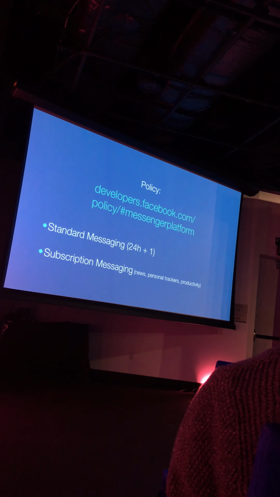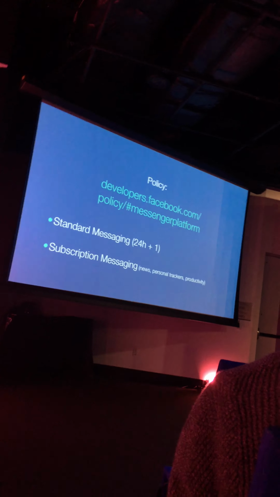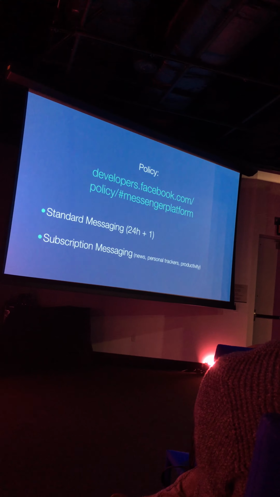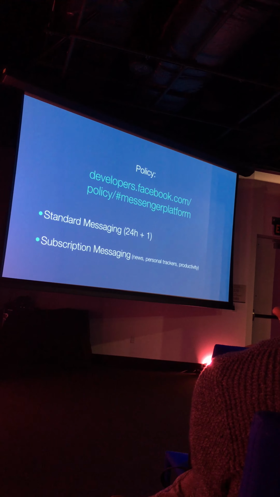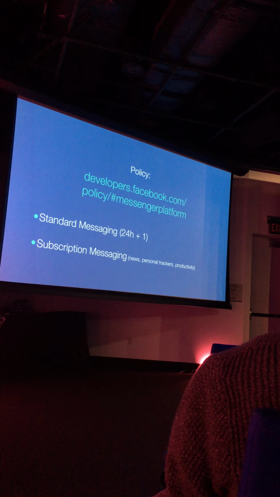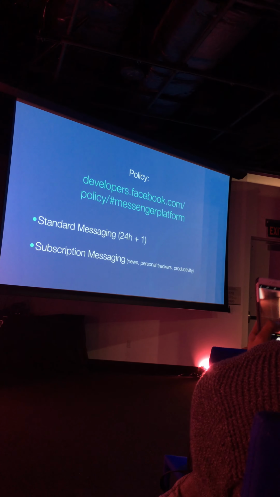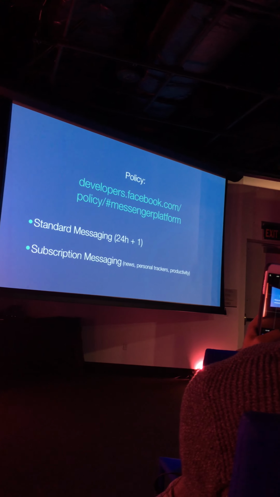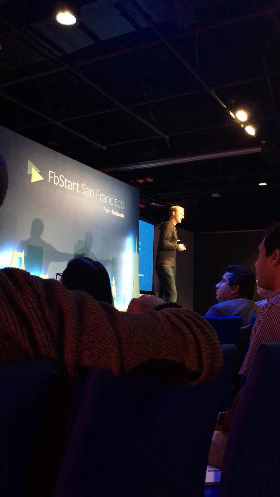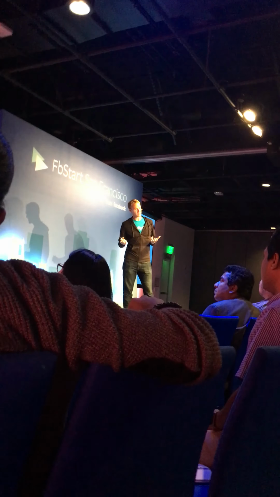A quick note on policy. So the policy for Messenger platform is the link here. At a high level, there are 2 different permissions that you can request as you build out your bot on Messenger. And when you complete the development process, what will happen is you will submit your bot for review. And all bots that are approved to be on the Messenger platform by default have this first policy, which is the standard messaging. Standard messaging enables what we call the 24+1 policy.